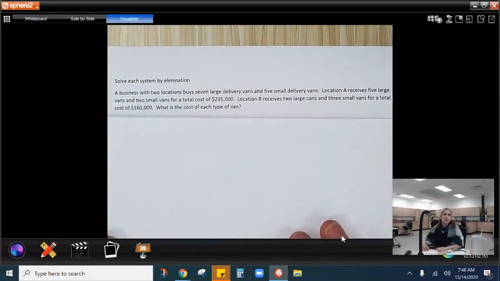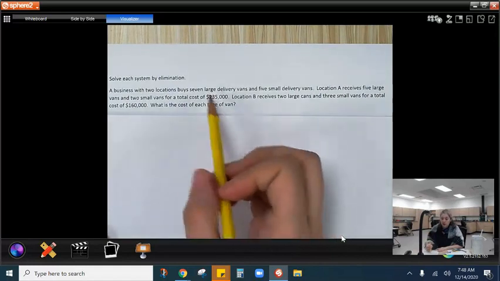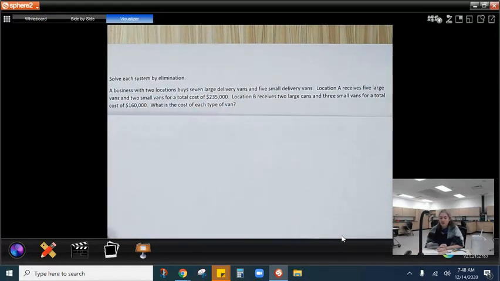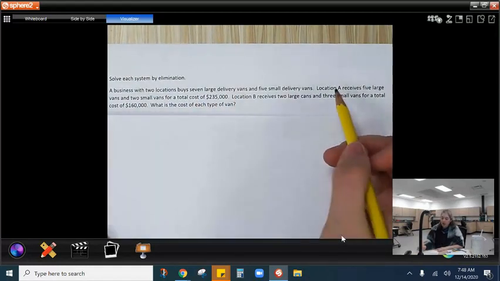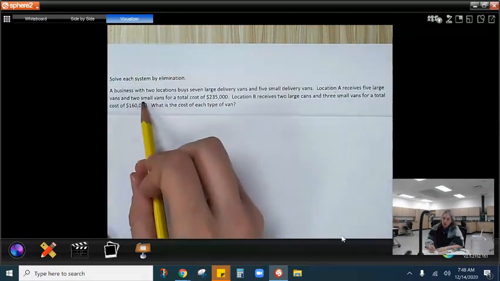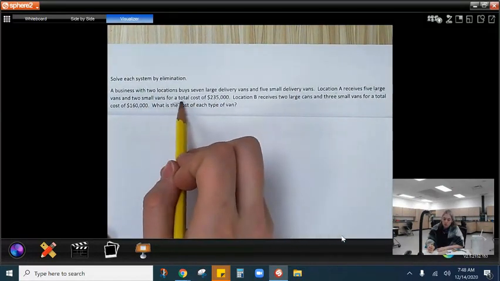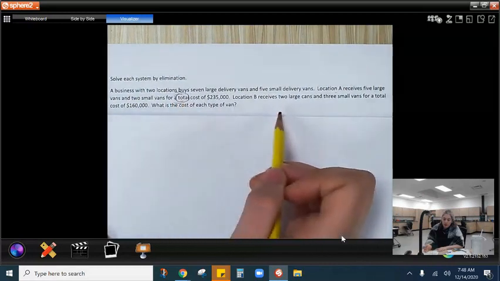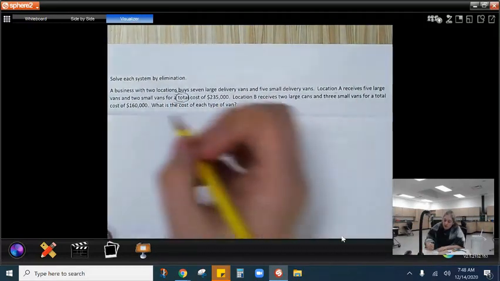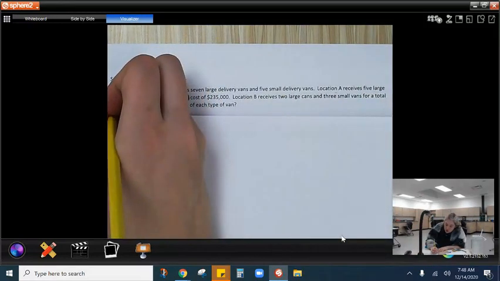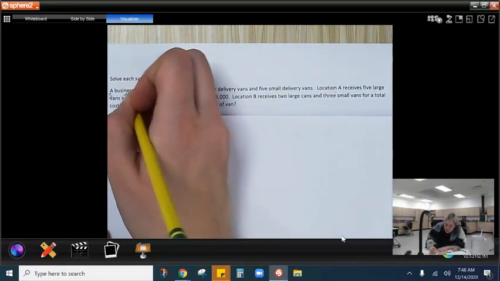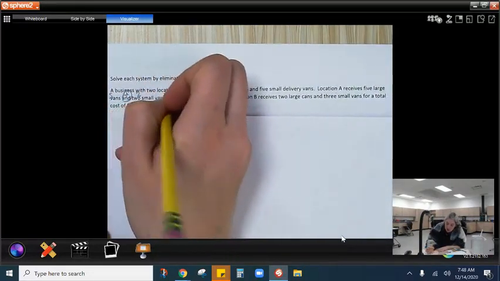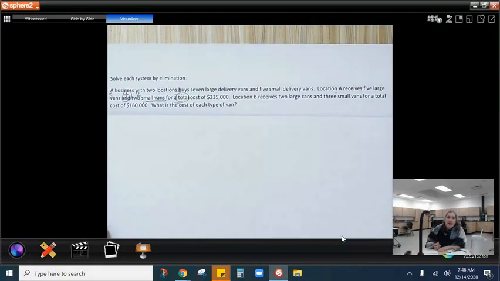All right, the first one here says a business with 2 locations buys 7 large delivery vans and 5 small delivery vans. Location A has 5 large and 2 small for a total cost. Total, hint, hint. That equals, right? $235,000. So that means we've got 5 large and 2 small. So we need to decide something.